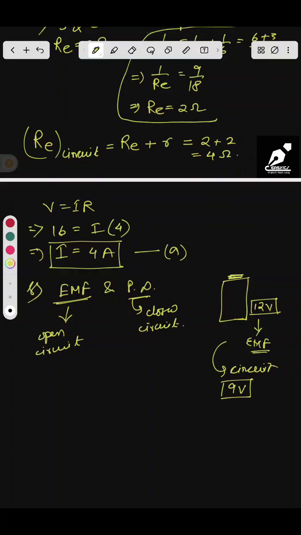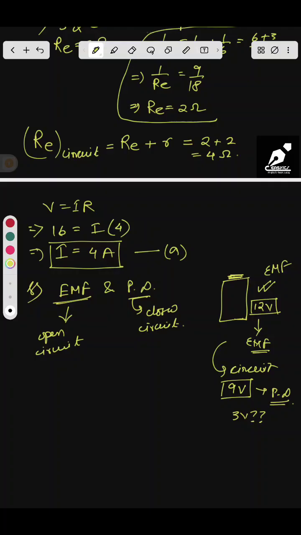Always. 9 volt is just a fictitious figure to make you understand that the potential difference we are getting actually is less than the one which is printed. The printed level is the EMF, and what we get actually in the real circuit is the potential difference. So 3 volt is lost somewhere. We discussed these things in class 12.